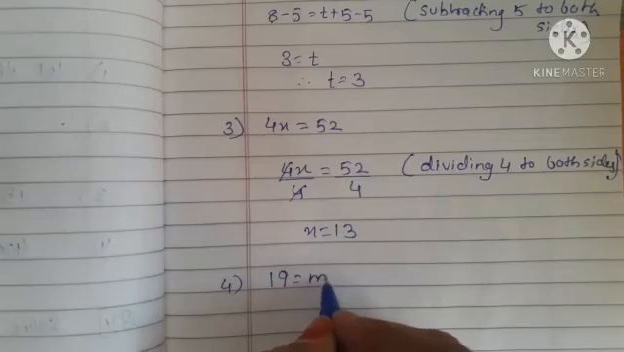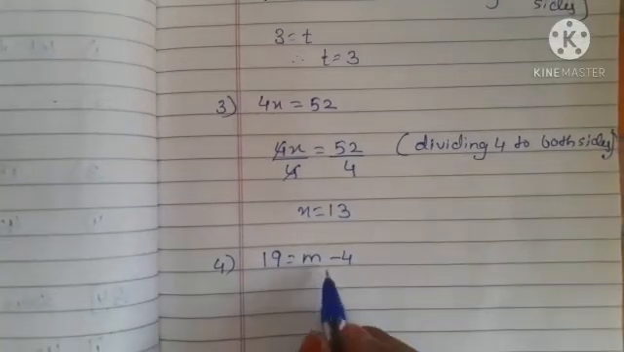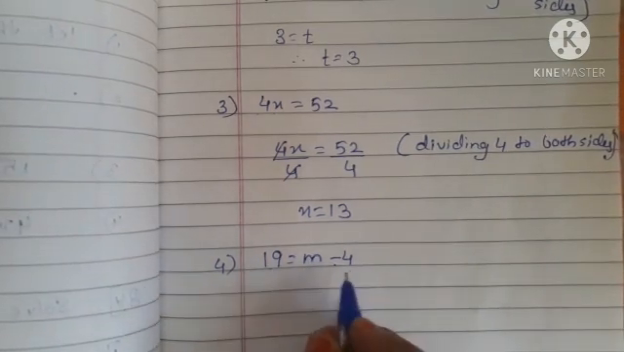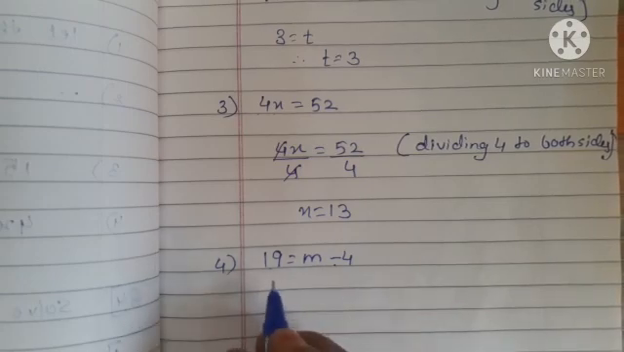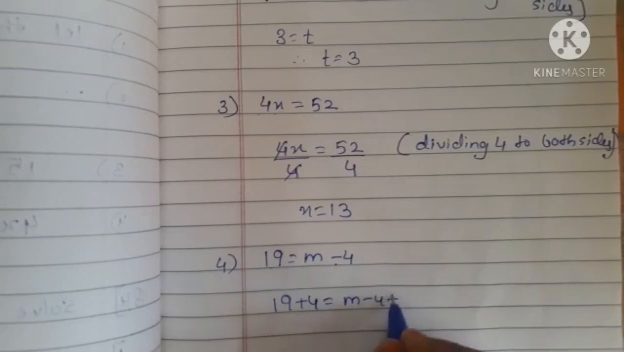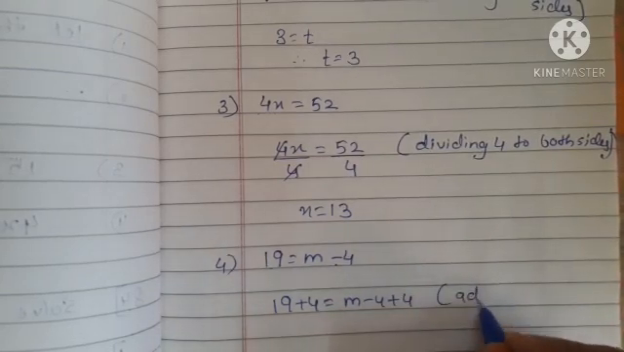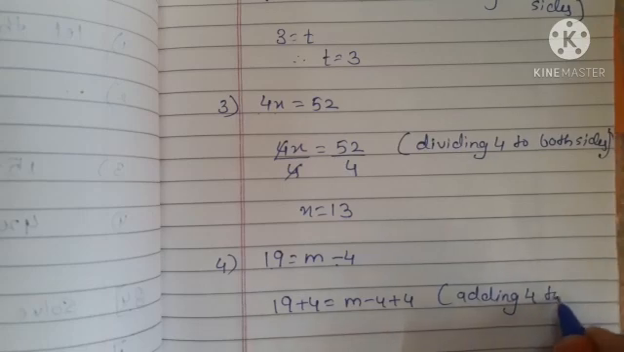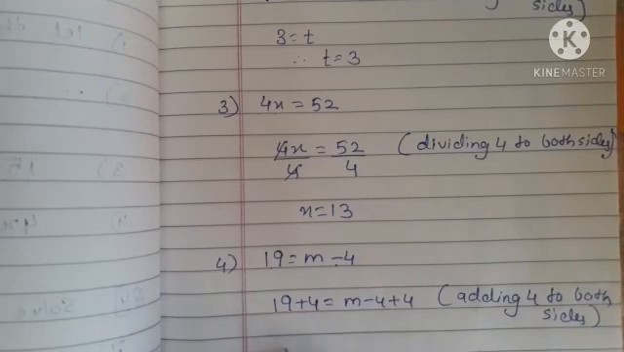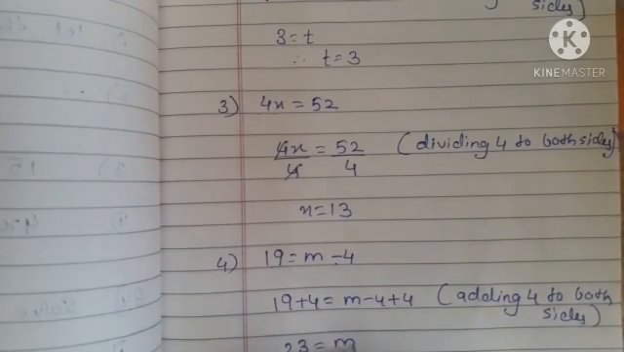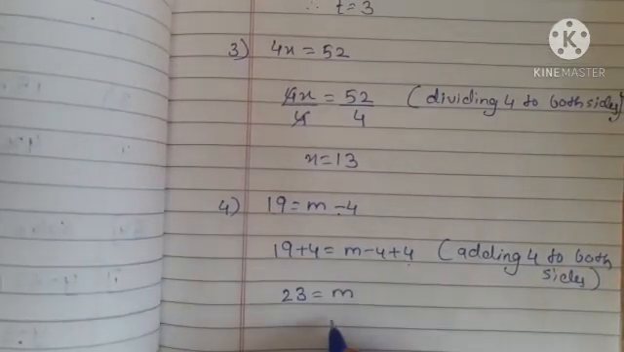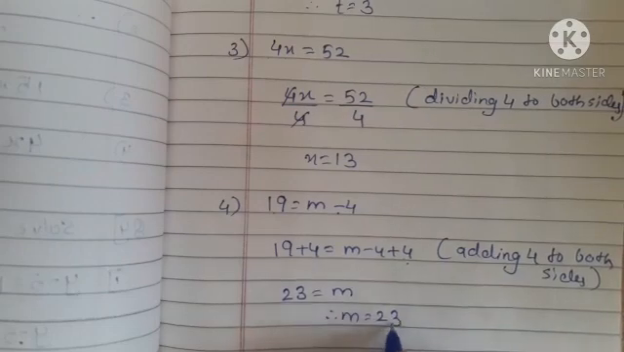Now next, fourth example. 19 is equal to m minus 4. Here it is given m minus 4. The opposite of minus is plus. Here also, if you want, you can interchange the left hand side to the right and the right hand side to the left. So 19 plus 4 is equal to m minus 4 plus 4. We will be writing adding 4 to both sides. So 19 plus 4, the answer is 23, is equal to m. This becomes 0, so no need to write 0. It's optional. Therefore m is equal to 23.